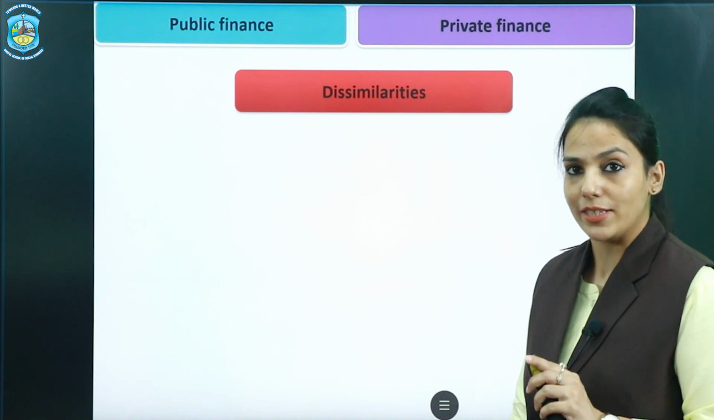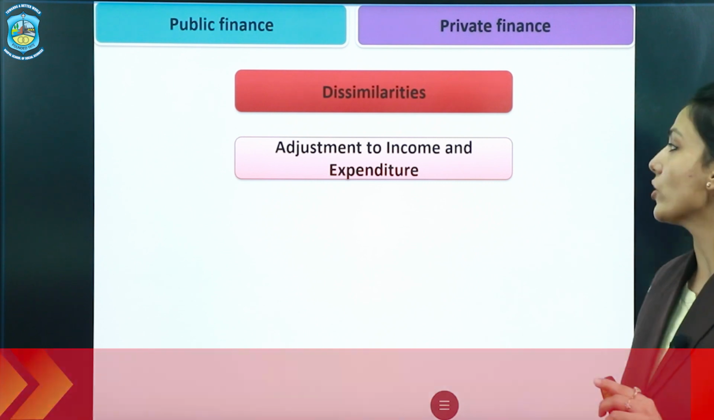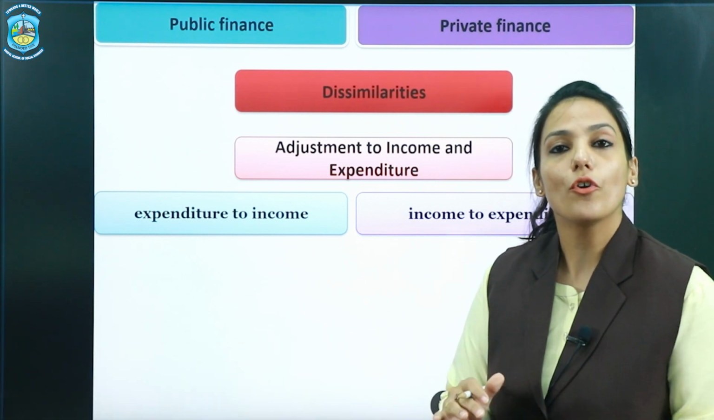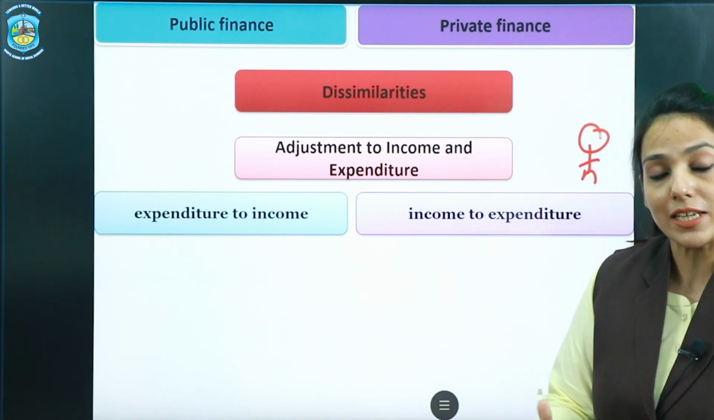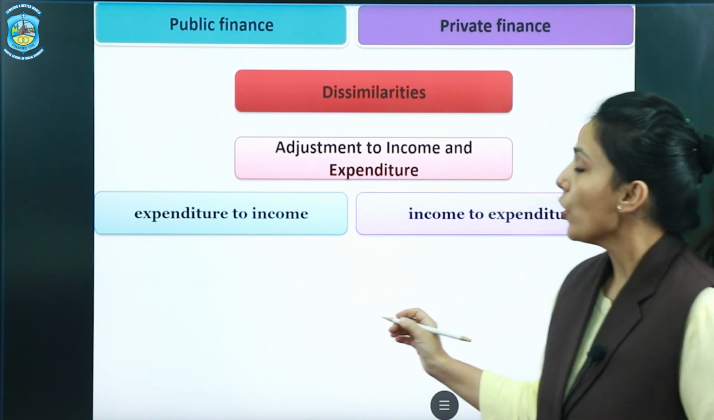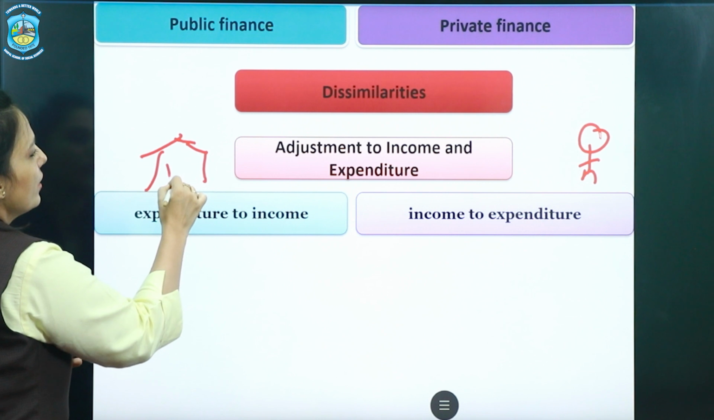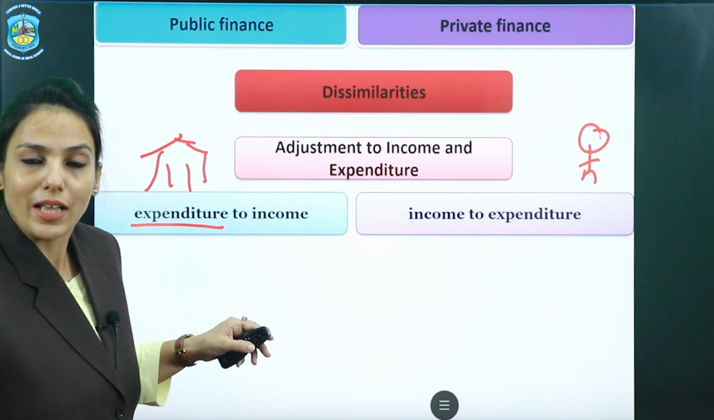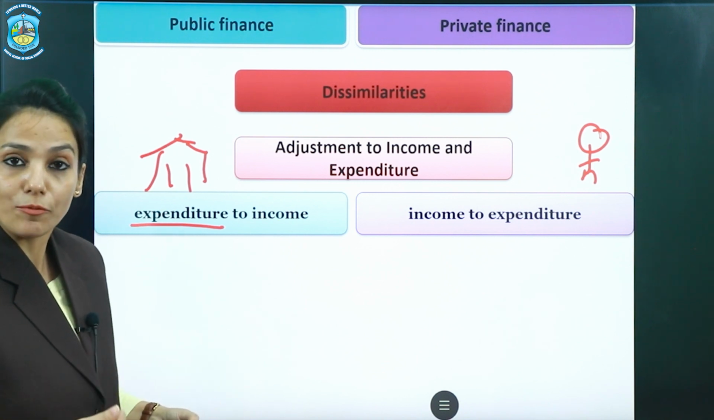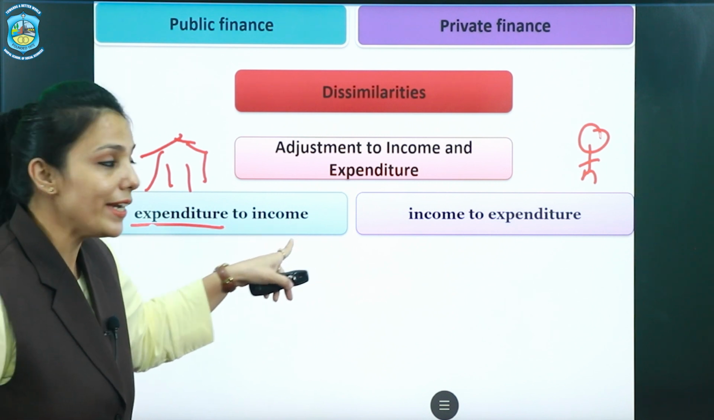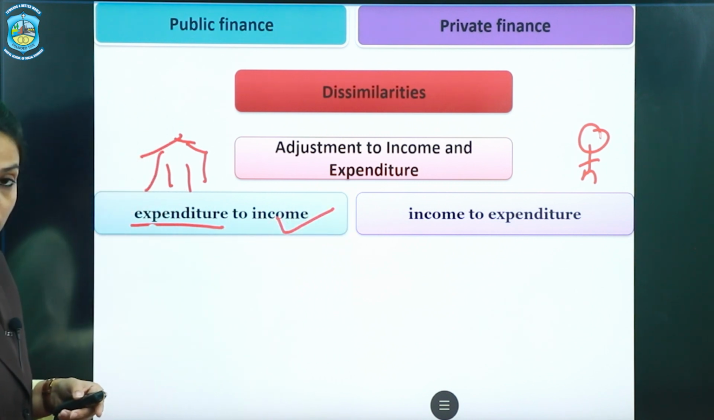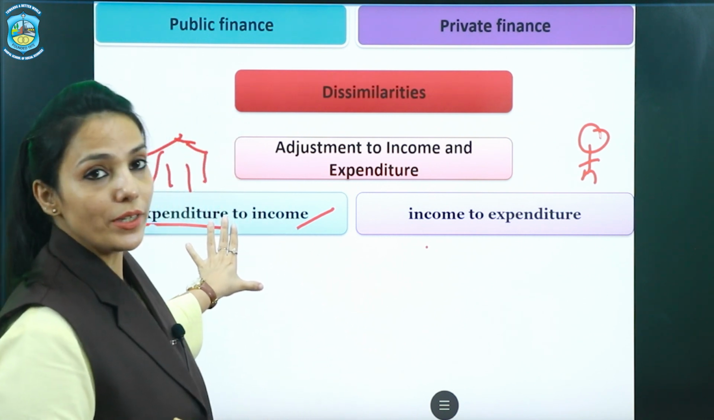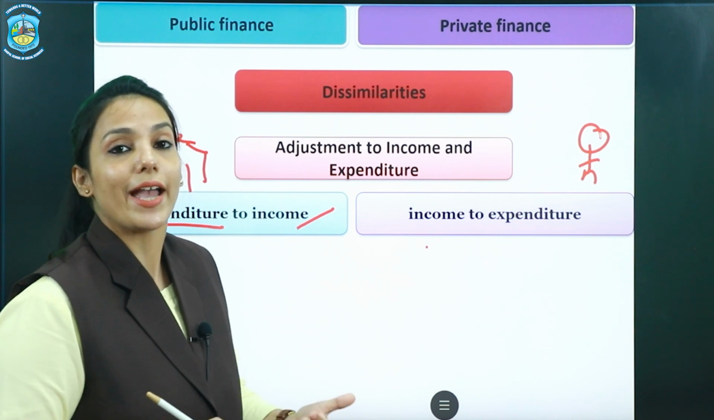The first dissimilarity we see between public finance and private finance is the adjustment of income to expenditure. When you talk about an individual, he or she spends money according to his or her income. That is, whatever is the income becomes the basis of expenditure. Whereas institutions spend according to the expenditure. That is, first they estimate how much subsidies have to be given, how much utilities and facilities have to be given, and based on this they decide how much income should be there. Another reason for this difference is that individuals know how much their income will be, but the government does not know how much resource it can generate.